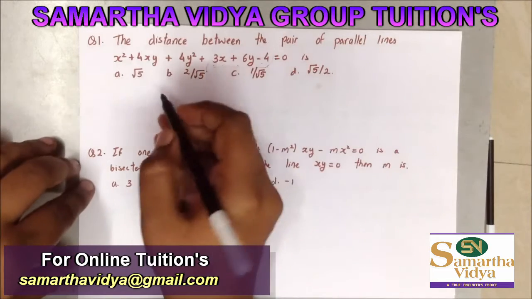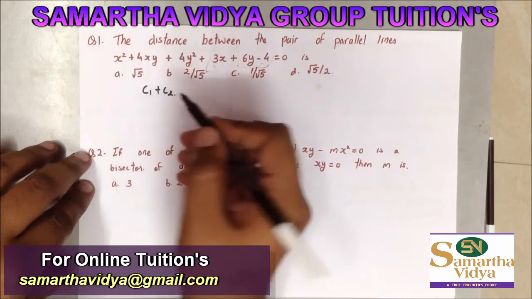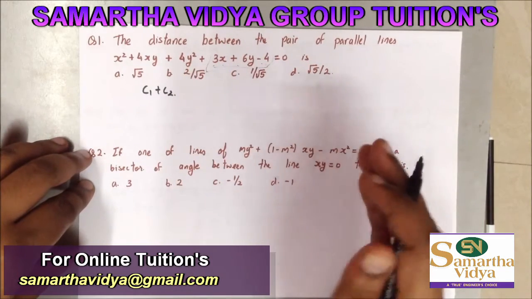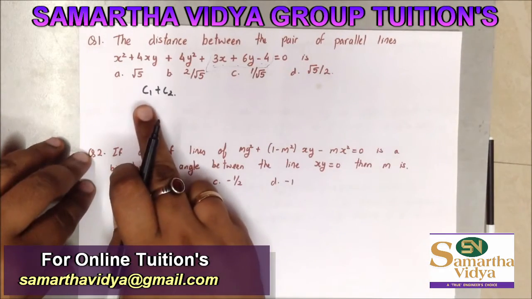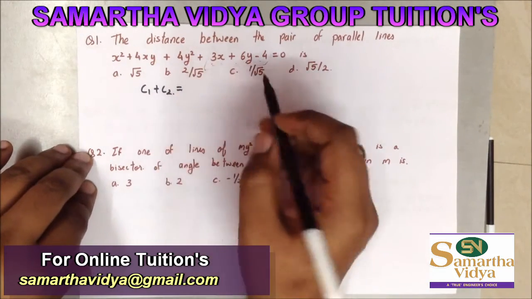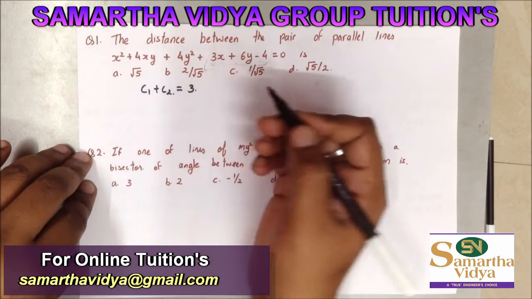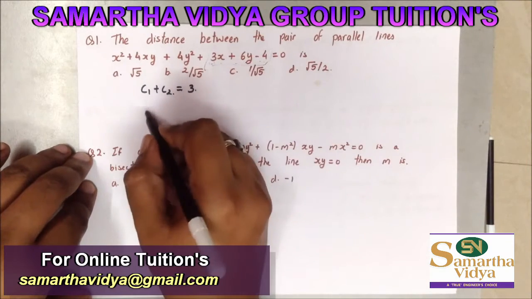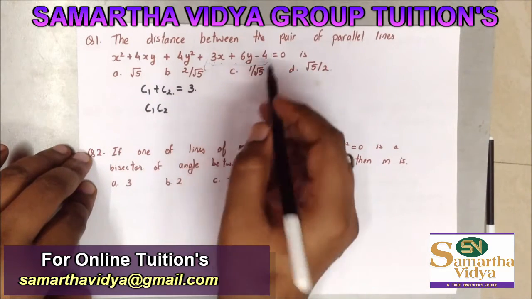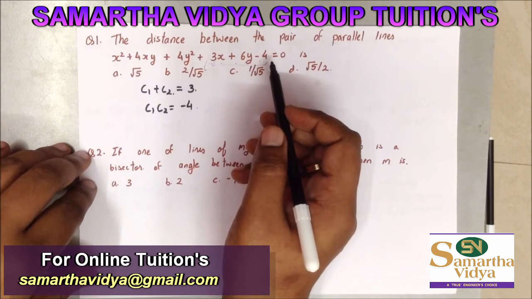So what we have is basically I'm going to get C1 plus C2. C1 and C2 are nothing but the constant terms of the pair of straight lines, which are required for this particular question. So C1 plus C2 is equal to... we need to just select which is the least of them. You can see that 3 is the least, so I'll be taking 3 as the term. So C1 plus C2 is equal to 3, and from there the next thing is C1 into C2, which is equal to the constant term at the end, which is minus 4.